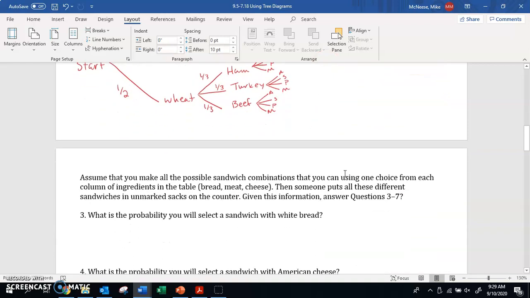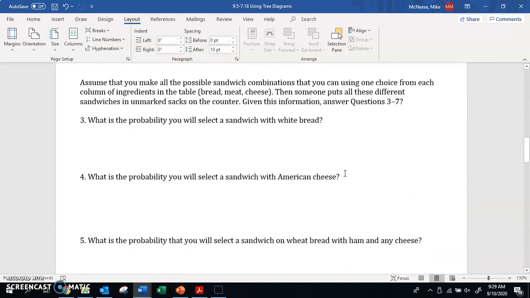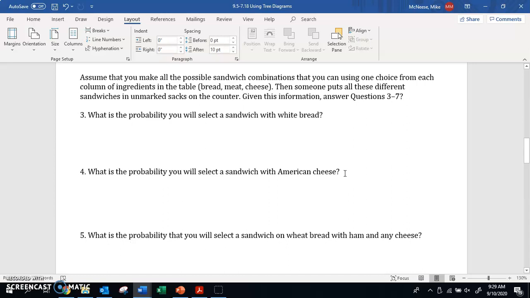So, question 3, it says assume that you make all possible sandwich combinations and that you can use one choice from each column of ingredients in the table: bread, meat, and cheese. Then someone puts all these different sandwiches in unmarked sacks on the counter. Given this information, answer the questions 3 through 7.